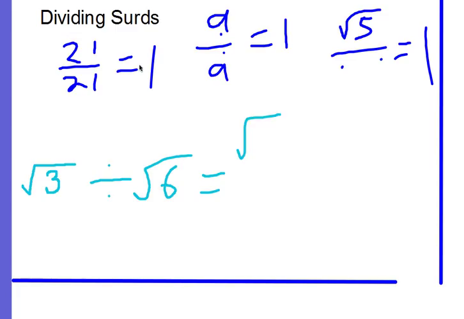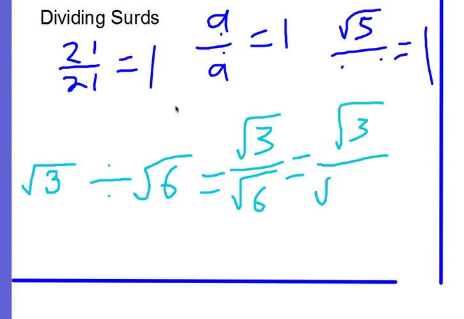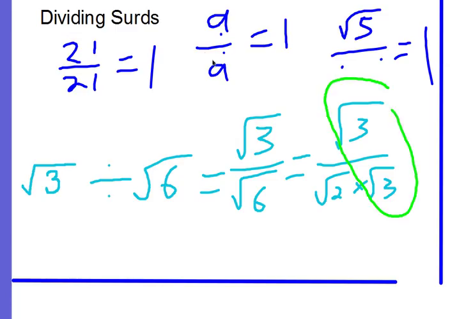Okay, so root 3 on root 6 is the same as root 3 on root 2 times root 3. And here we have root 3 on root 3, and that will just cancel. So a lot of what we're doing when we're dividing surds is we're looking to try and make a 1, I guess, and then cancel that 1 out. So on the top I'd have a 1, on the bottom I'd have a root 2. And we've simplified that surd in a division formation.